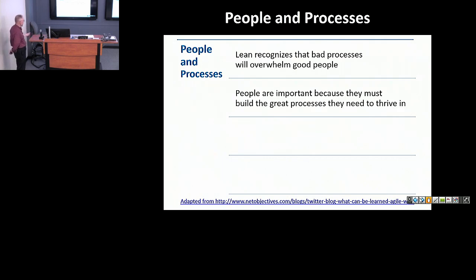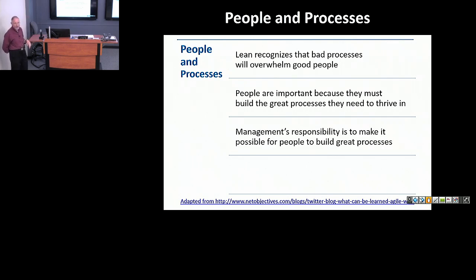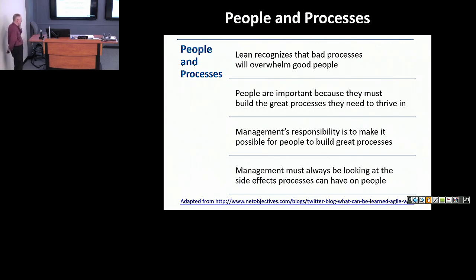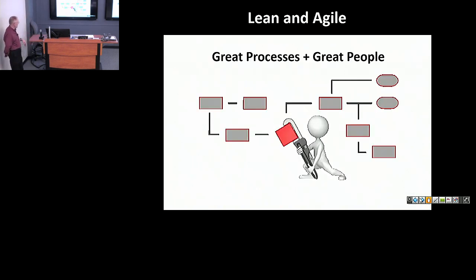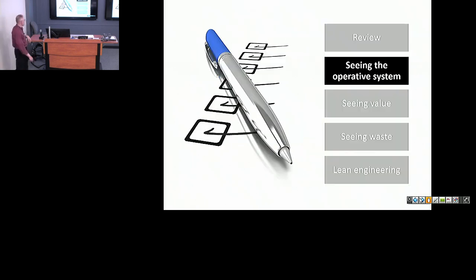People are important because they carry out the process and they improve the process. Management's responsibility is to make it possible for people to have great processes and always looking at the side effect that processes can have upon people. So this is just the neat, I always like the little thing of him fixing the process. Okay, no big message there. Okay, so that's the review.